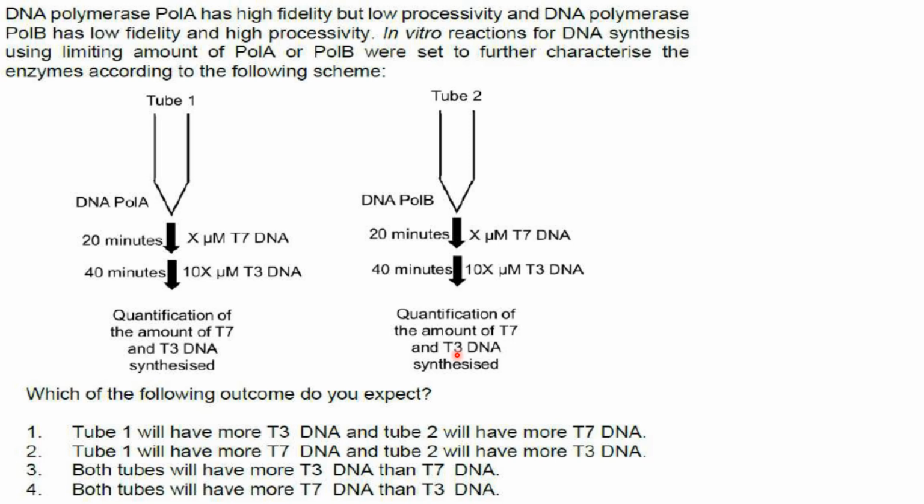So fidelity we will not take into consideration. They have not mentioned anything regarding fidelity. They have told only amount of DNA synthesized. That is based on the processivity. You have to answer this question. Which of the following outcomes do you expect? Tube 1 will have more T3 DNA and tube 2 will have more T7.